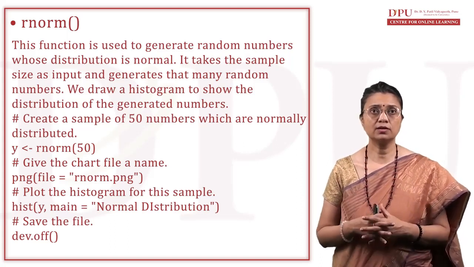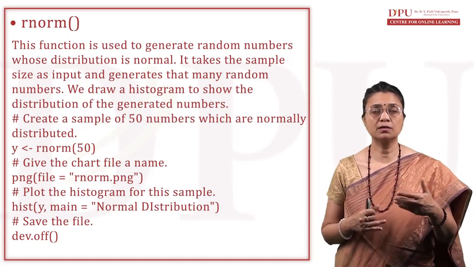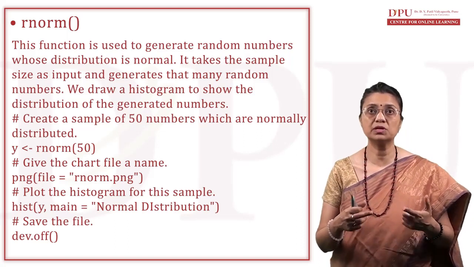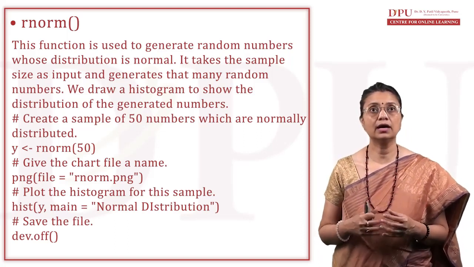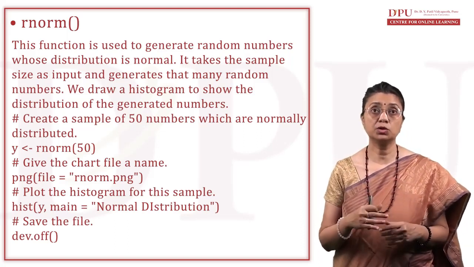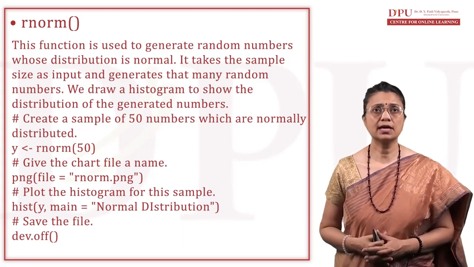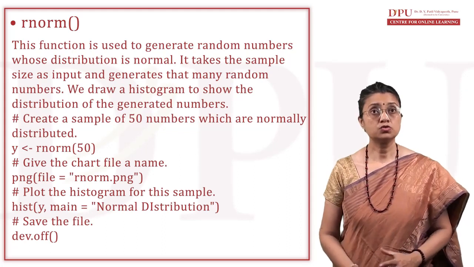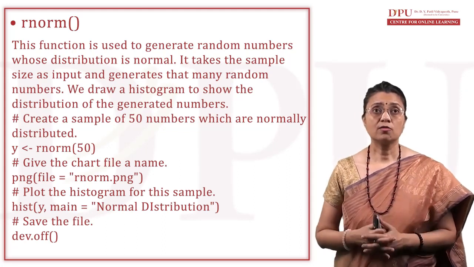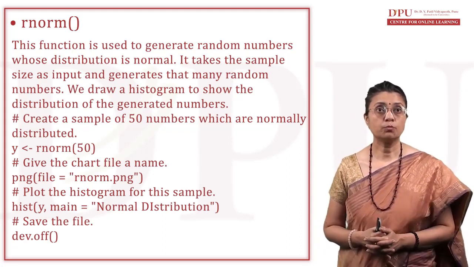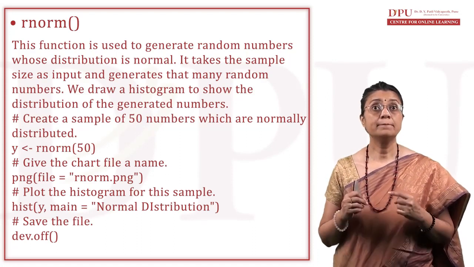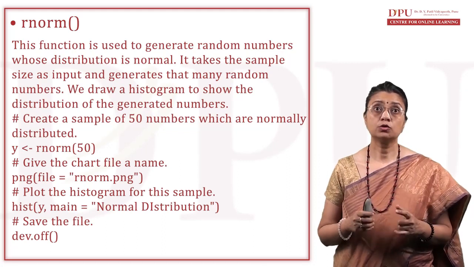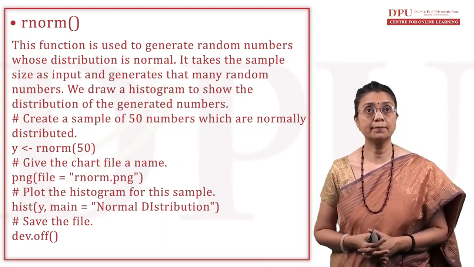So in this scenario, we cannot assign a number or assign a discount to a customer. Rather, we are using random number generation and then we are giving that particular discount to a customer. So in such scenarios, we generate random numbers whose distribution is normal. So this rnorm function takes the sample size as input and generates many random numbers. We draw the histogram to show the distribution of the generated numbers.